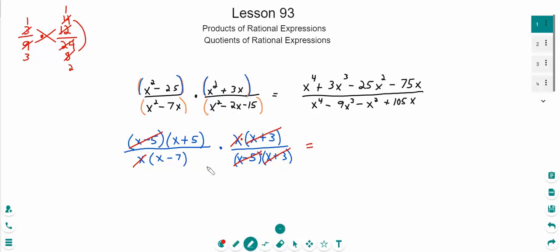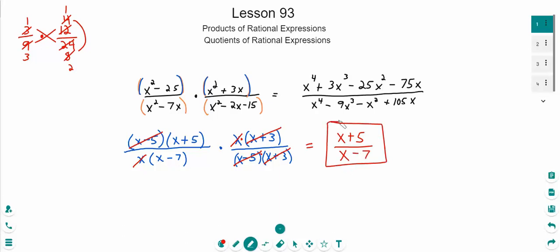So what are we left with? Well, we're left with simply an x plus 5 over, and I'm getting that from right here. I'm not multiplying that by anything anymore. It's all been canceled out. Over an x minus 7. And again, that isn't multiplied by anything because it's all been canceled out. So we end up with x plus 5 over x minus 7.